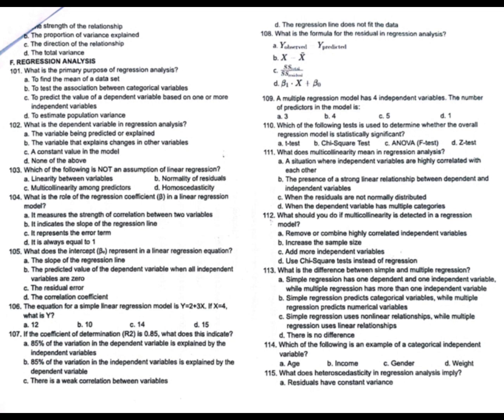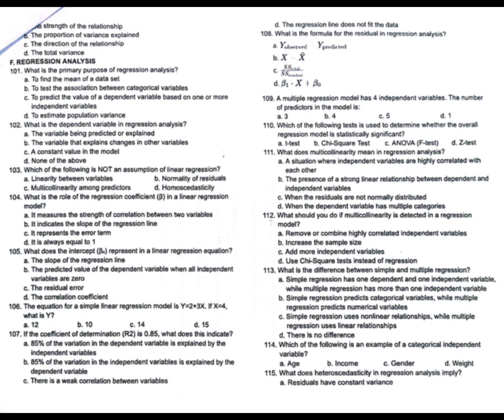Letter A. 108. What is the formula of residual in regression analysis? So the answer is A. A multiple regression model has 4 independent variables. The number of predictors in the model is letter B, 4. Which of the following tests is used to determine whether the overall regression model is statistically significant? So the answer is ANOVA or F test.